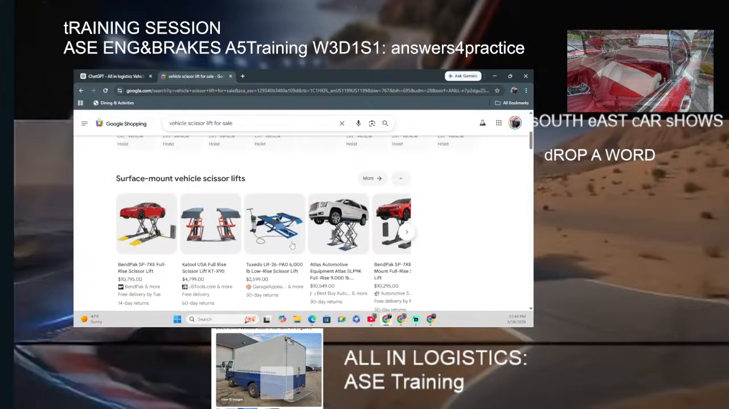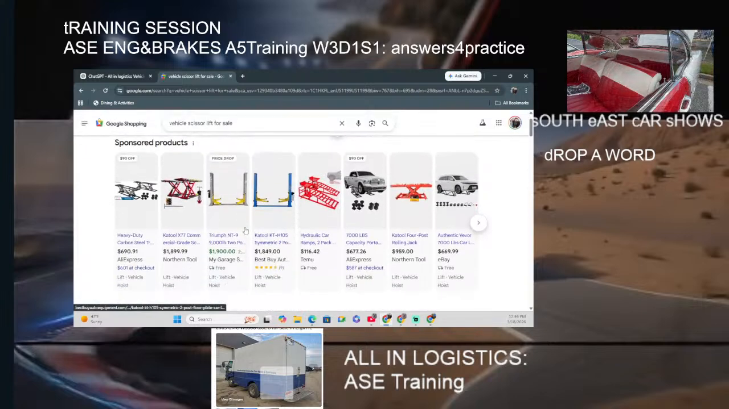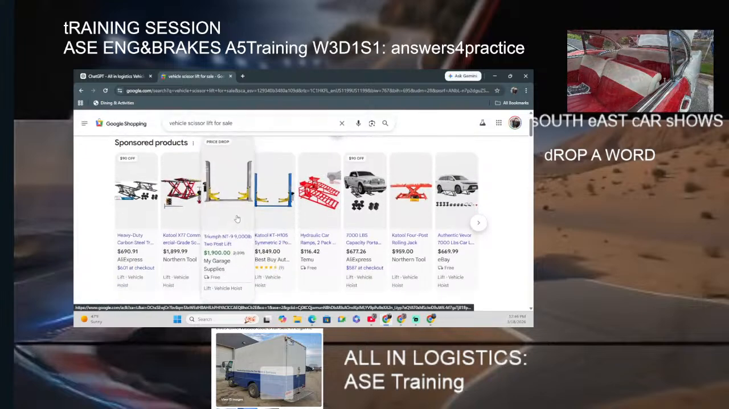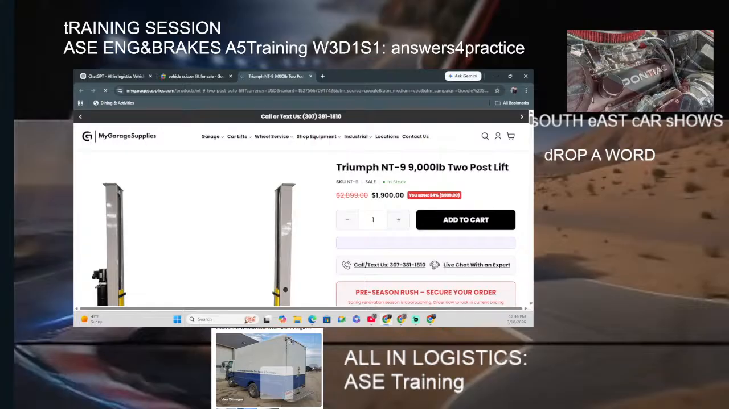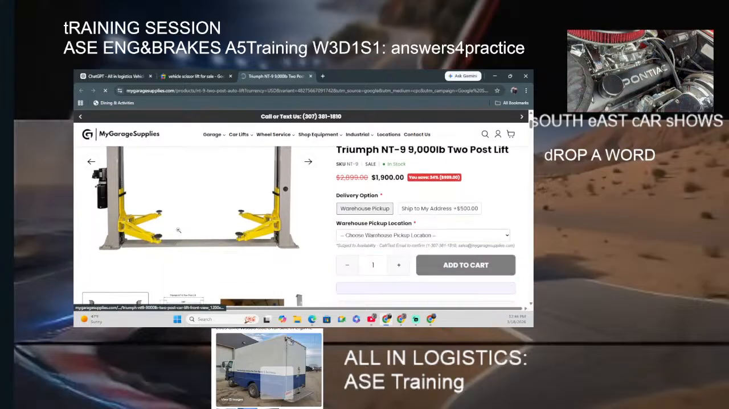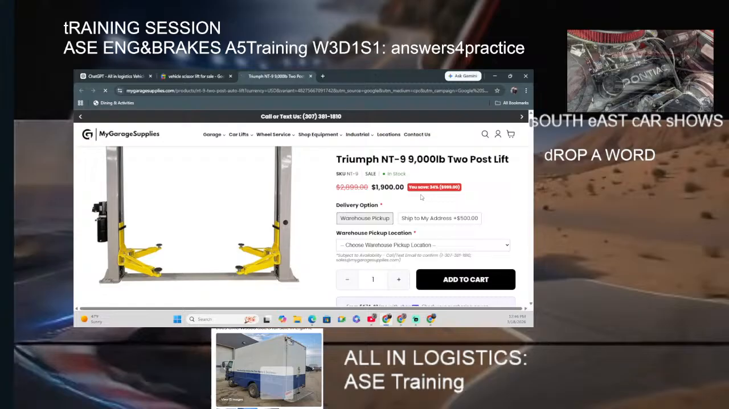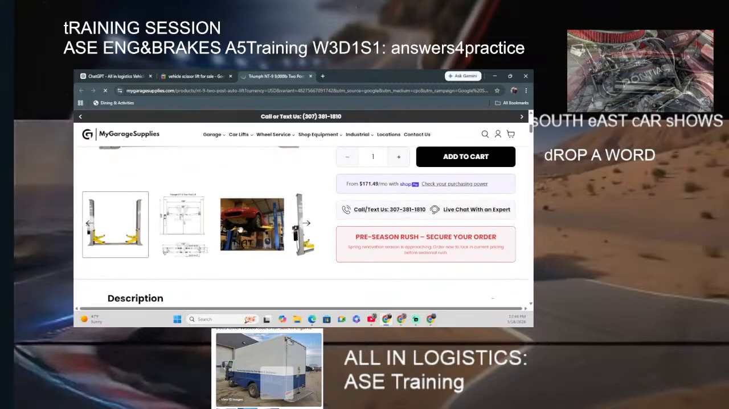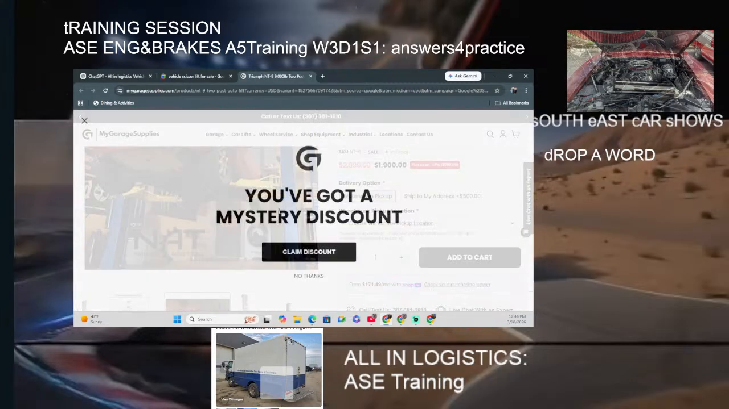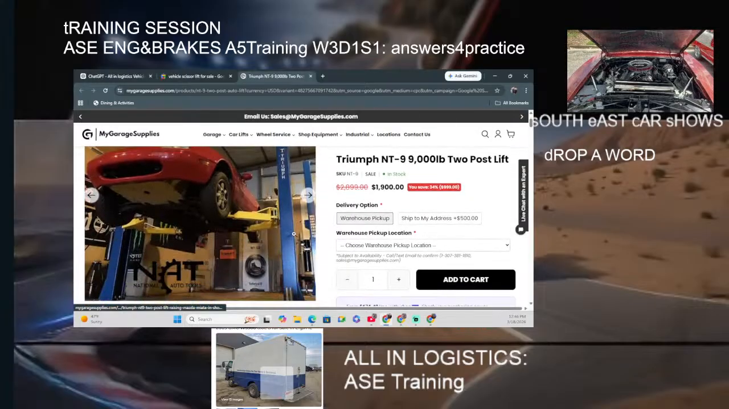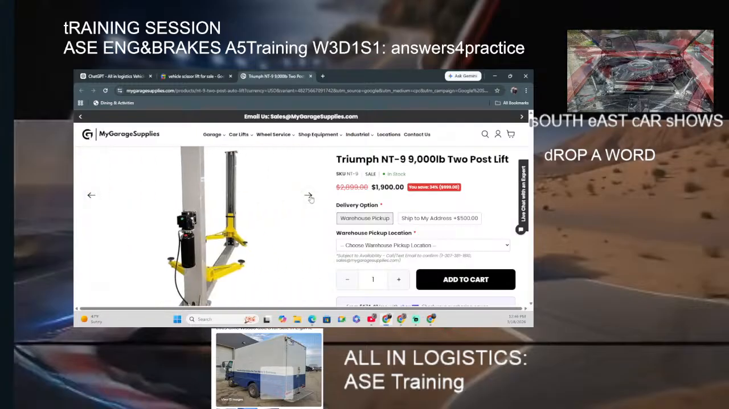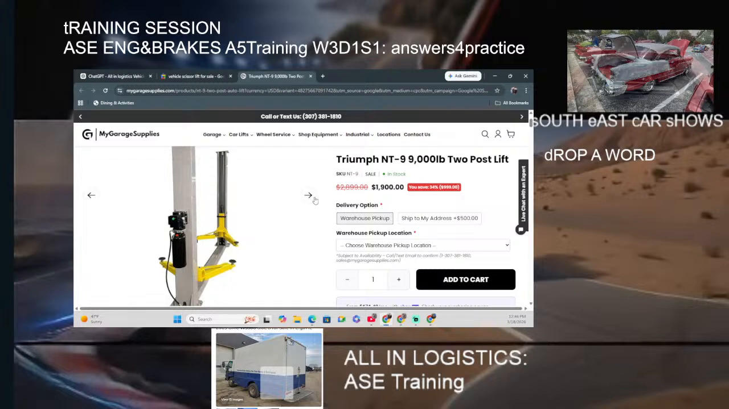All right, let's see what we can get. What are they talking about? You probably have to have your own hydraulic tank. Probably an air tank, that's what you need too. Yeah, you need an air tank with this one.